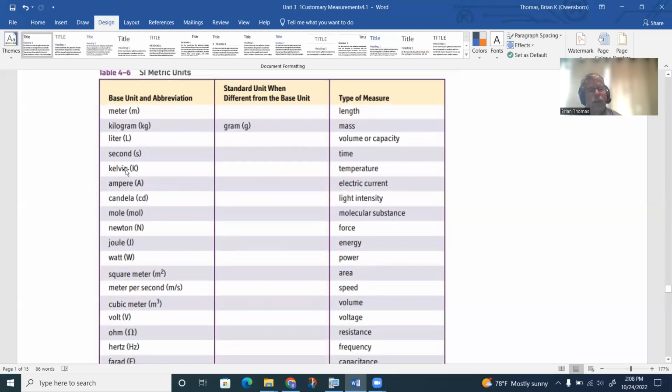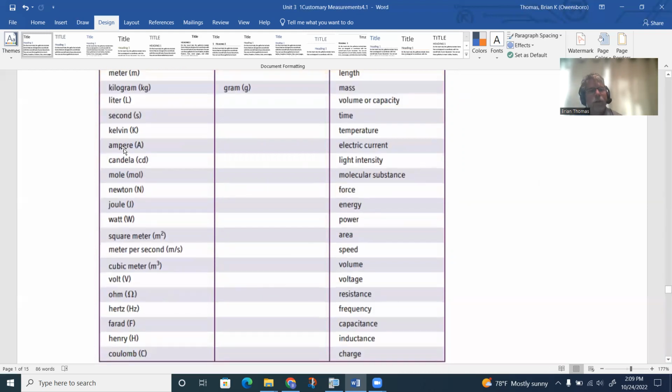A lot of times in science, we have Kelvin as well. That's another form of temperature. Most commonly, we deal with Fahrenheit and Celsius, but if you're getting into science, Kelvin becomes really important, especially when we talk about the temperature of the sun and things like that, or something that's really, really cold. We get into these kelvins.